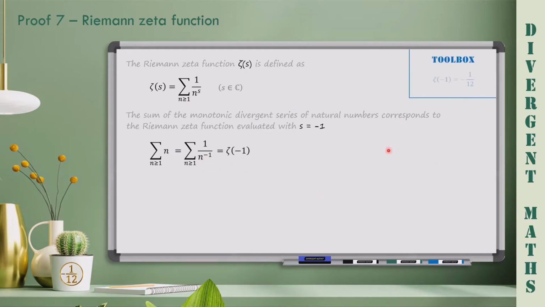Do we have the value for that? Yes, it's a known value. The Riemann zeta function at negative 1 is equal to negative 1 over 12. So we just plug it here, and that gives us the result straight away. Quick proof, one line. Let's go to the last proof.